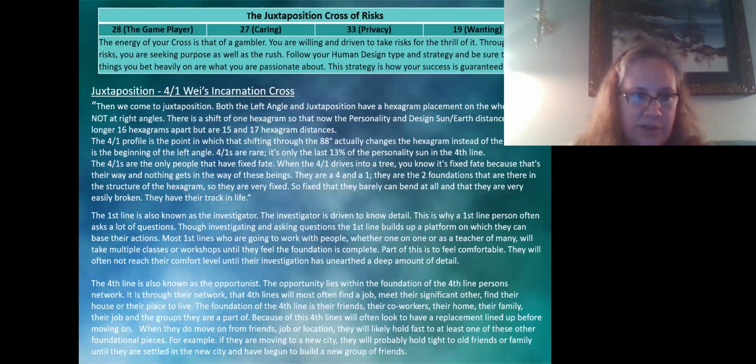The 4th line is also known as the opportunist. The opportunity lies within the foundation of the 4th line person's network. So creating a network is important, and I think Wei has really done that here, as well as within her home, where she is in person. So the foundation of the 4th line is their friends, their co-workers, their home, their family, their job, and the groups that they join.